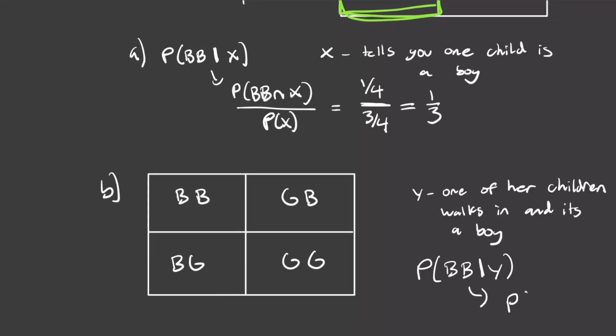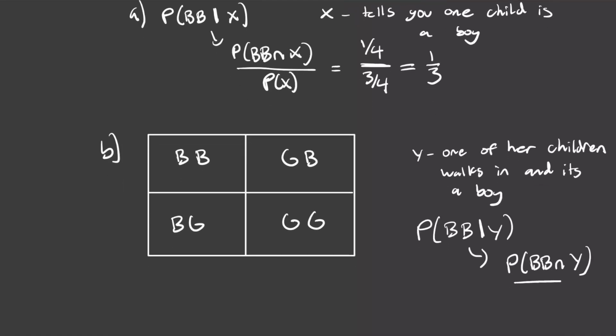We know that this is equal to the probability of boy, boy intersection Y divided by the total probability of Y. So let's find the probability of Y first. We just use the law of total probability like we did in part A. We go quadrant by quadrant and find the amount of intersection between the event Y and each of these quadrants. First of all, if this person has 2 girls, then what is the probability that one of her children walks in and it's a boy? Well, obviously it's going to be 0%. So for this quadrant here, we're going to have 0 intersection between Y and GG.